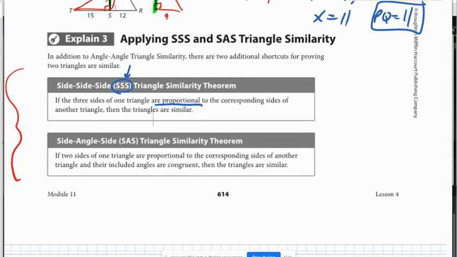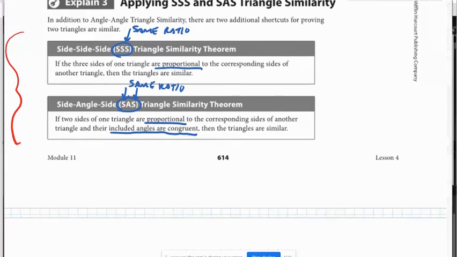Okay, and then SAS, again, the two S's mean those two sides are in the same ratio, and then the angles have to be congruent. So if two sides of one triangle are proportional to the corresponding sides of another triangle, and their included angles are congruent. Okay, so the A has to be congruent, but the S's are not congruent, they are in the same ratio. Okay, and we'll do some examples to demonstrate that.